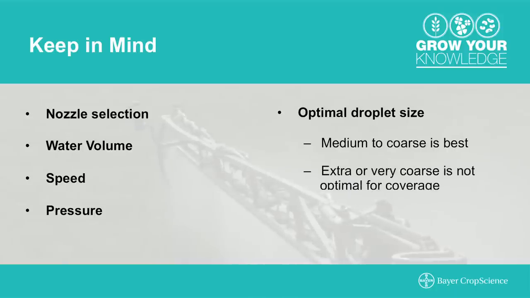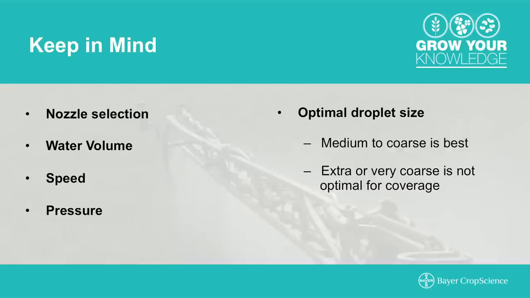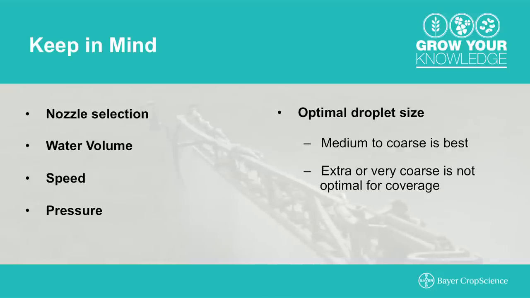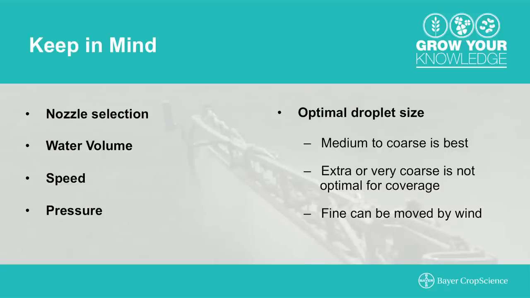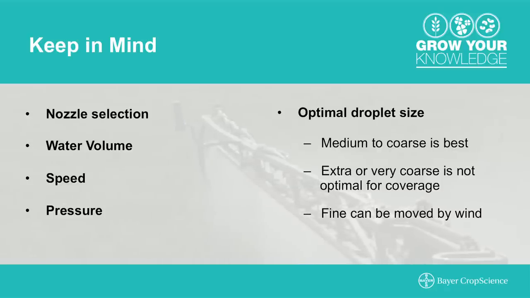As you get into the extra coarse or very coarse droplet sizes, we tend to see that maybe not as conducive to good coverage. Or also, on the other side of the equation, where we have a real fine droplet size, that's where we tend to see that wind can move those droplets around and maybe not allow them to land on that wheat head.